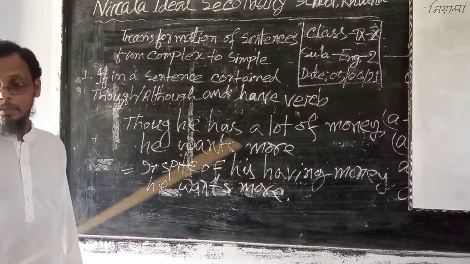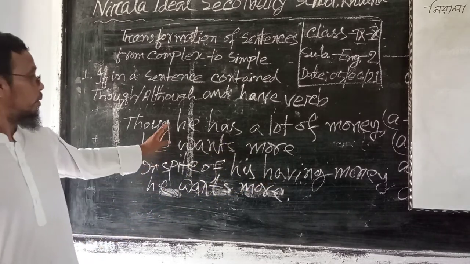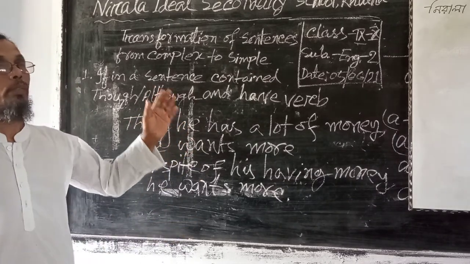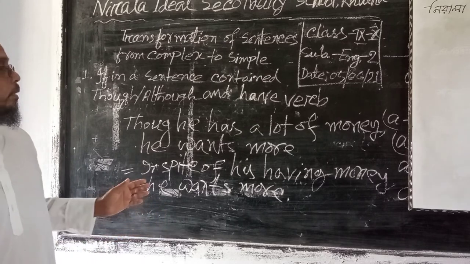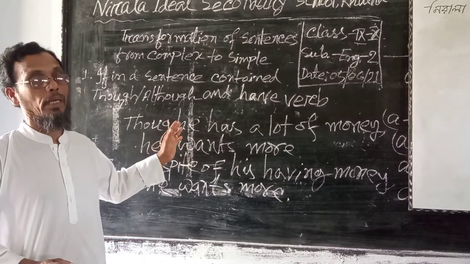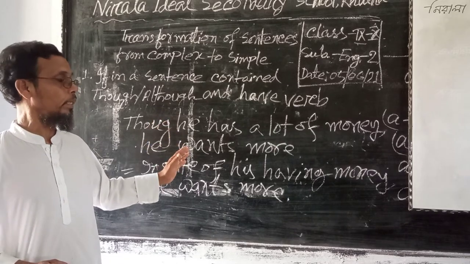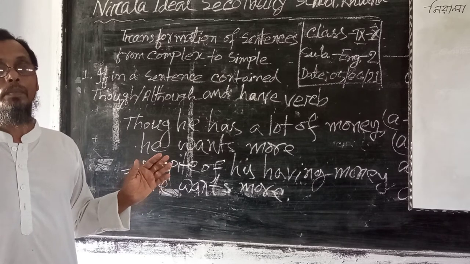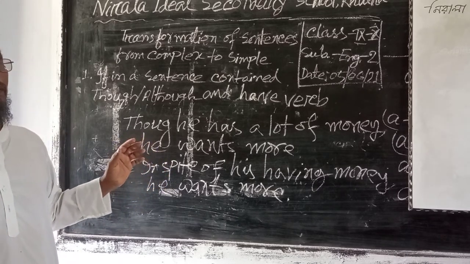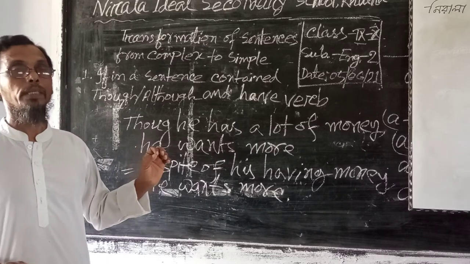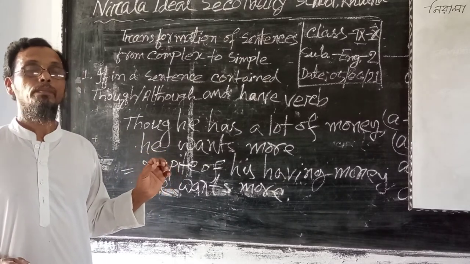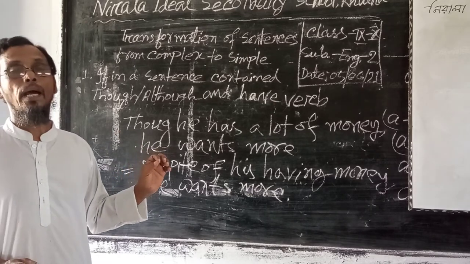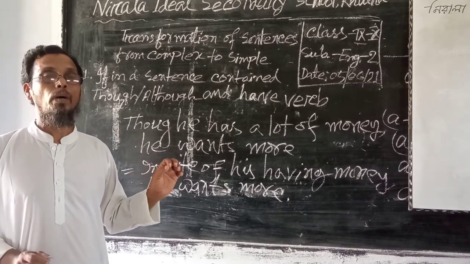So dear learner, to change sentences from complex to simple, we have to know the structure of the sentence. You have to know the be verb and the have verb. Be verb means am, is, are, was, were. Present form: am, is, are. Past form: was, were. And have verb means have, has, had. Present form: have, has. Past form: had.